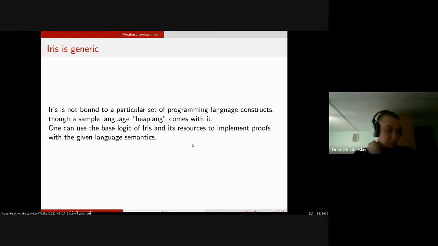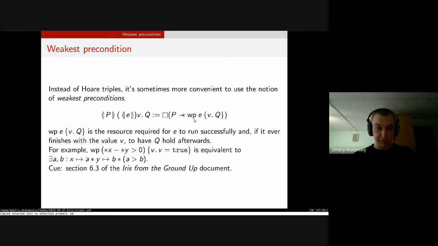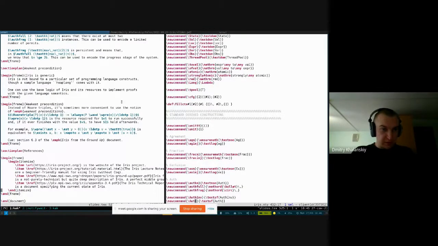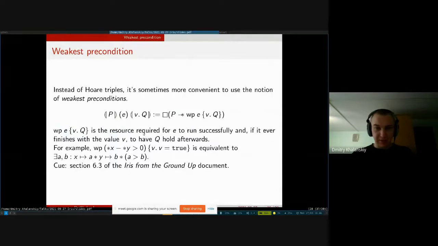I wanted at this point to show you how the Hoare triples are defined in Iris and how the notion of the weakest precondition upon which the Hoare triples notion is built is defined in Iris. Here's an unfortunate typo. Let me just fix it really quickly. And yeah, fixed.